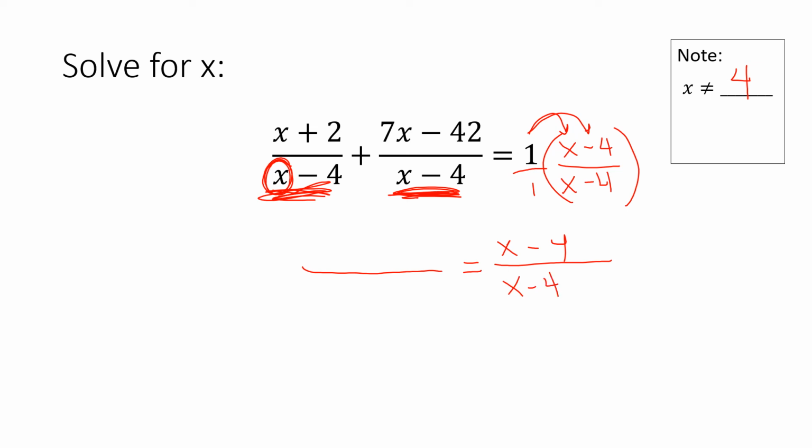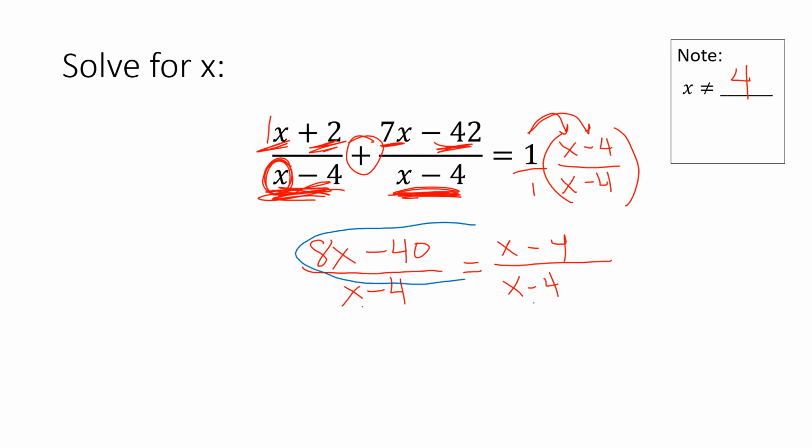On the left-hand side, we already have a common denominator, so let's just add these things together. So combining like terms across the top, I've got 1x plus 7x equals 8x, and I've got 2 plus negative 42 is negative 40, all over our common denominator of x minus 4. Now, if the bottoms are equal, that means the tops must be equal also. So I'm going to take that equation across the top and use it to solve for x. So this is just a regular linear equation.